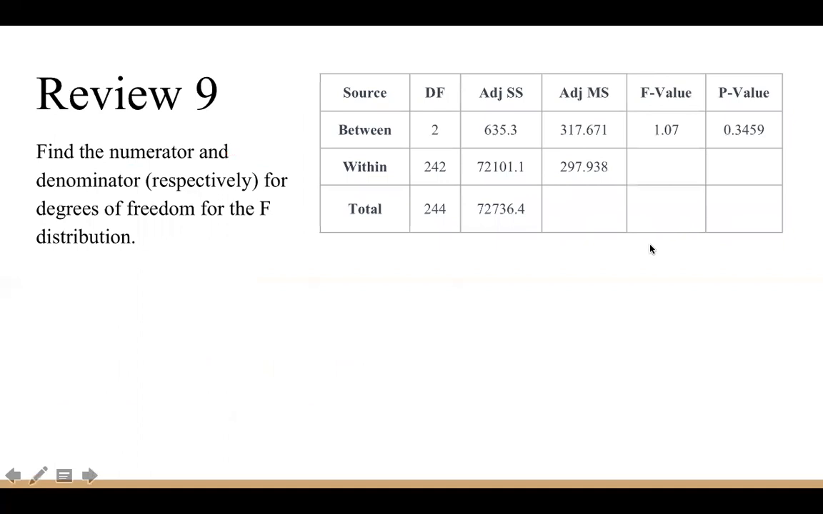So we're going on to our second to last review question. Find the numerator and denominator degrees of freedom for the F distribution. This should be a pretty quick question.